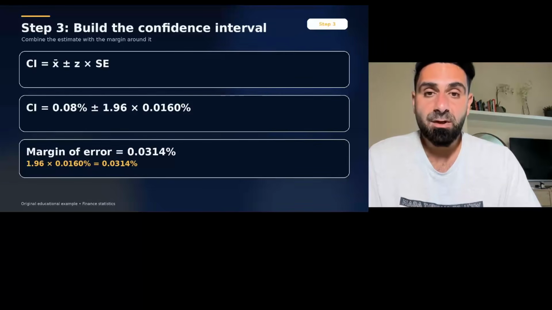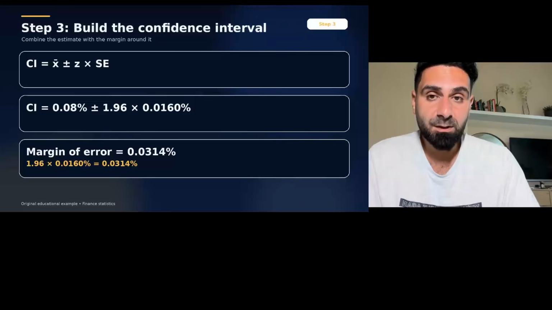This is the equation for the confidence interval. X bar means the mean, plus minus z value multiplied by the standard error, and in our case we have 0.08% plus minus 1.96 multiplied by the standard error, which is 0.016%. And as you can see, the margin of error, meaning 1.96 multiplied by 0.016%, is 0.0314%.